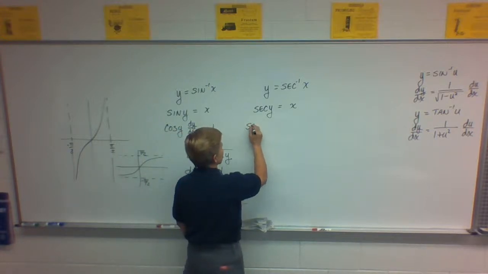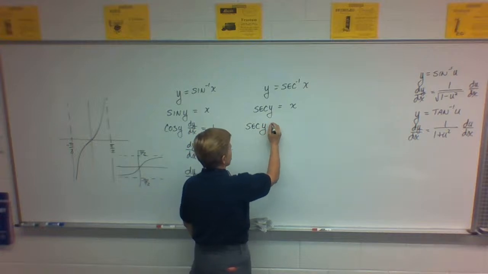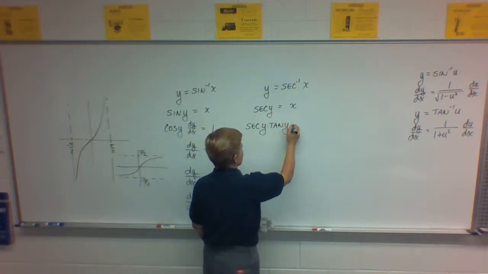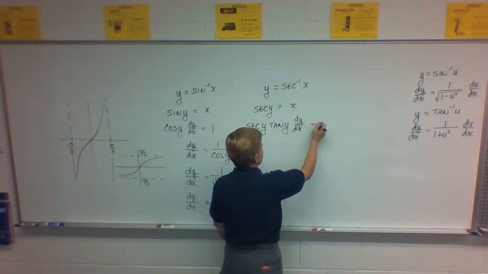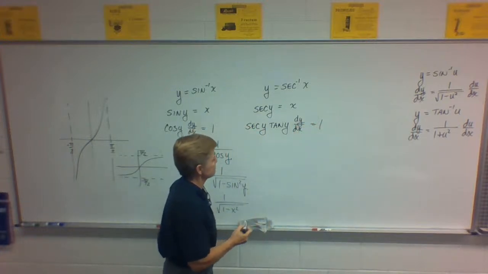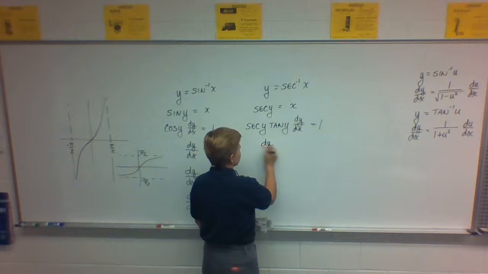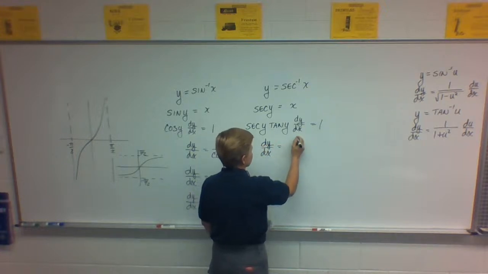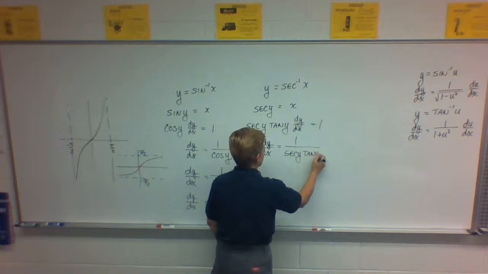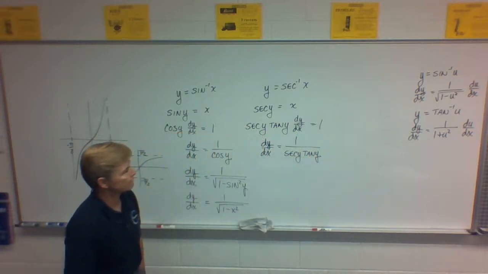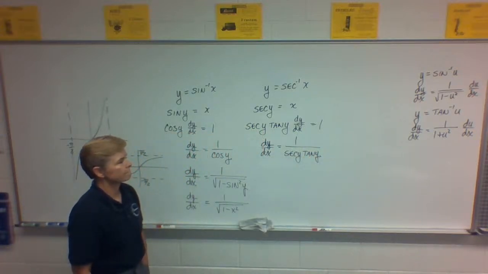Secant y tangent y y prime equals 1. There we go. And now divide by secant y tangent y. Cool. Like identities. Is that it, or? No, that's not it.